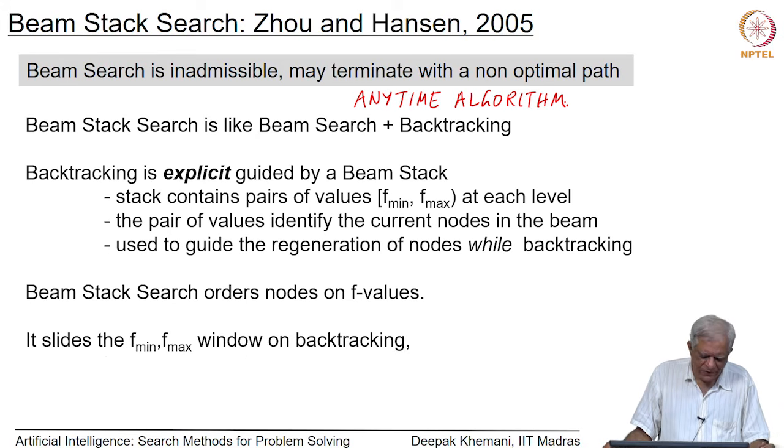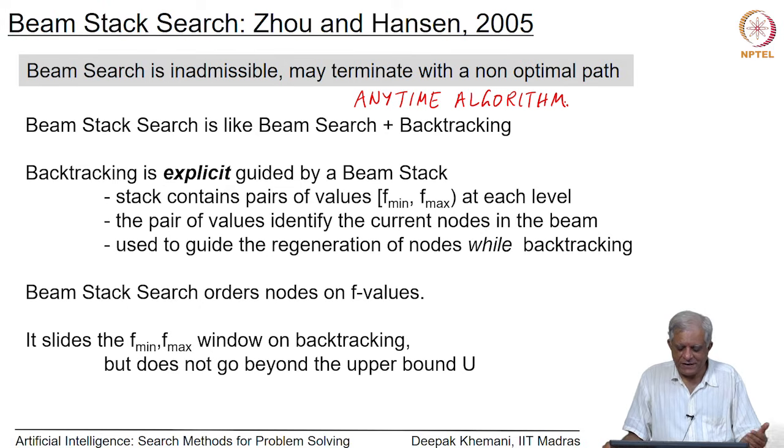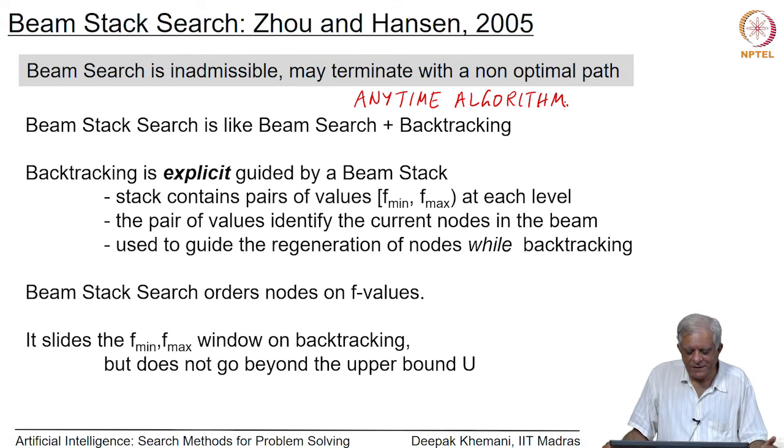So, this window of f min, f max would be a window at every level, which in the process of backtracking this algorithm will slide from left to right essentially. So, it will allow you to explore new nodes by the process that we will see, but it will stay within the bounds of the upper bound u. And as we said a short while ago, you can keep updating or tightening the upper bound as and when you find better paths to the goal essentially.